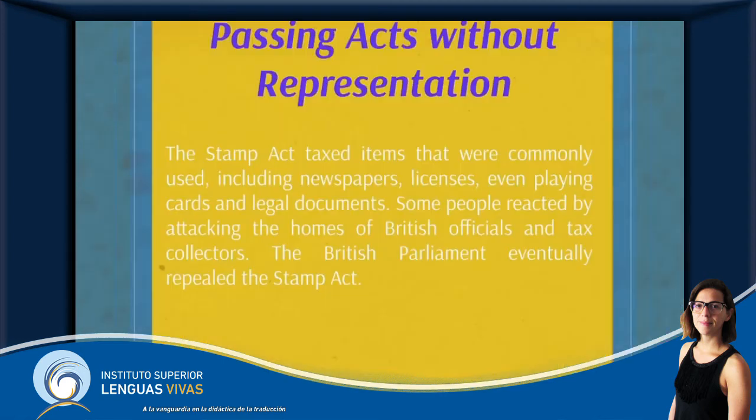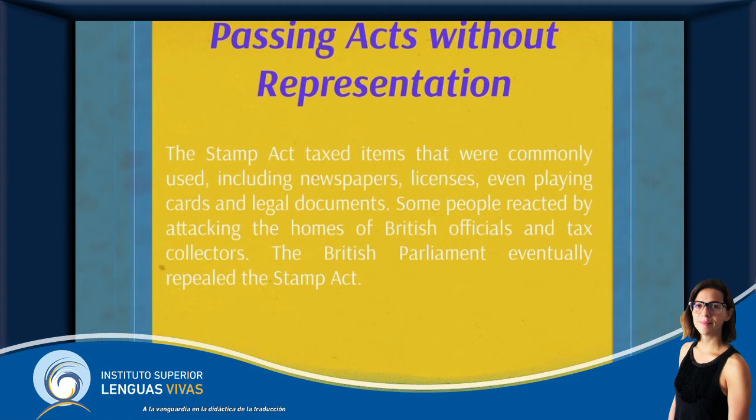Our third cause has to do with the British Parliament passing acts without the colonists' representation. The British Crown still needed money to pay its debts and the cost of the soldiers in the colonies. The Parliament established that the colonists had to help with this, so they began passing laws taxing the colonists.